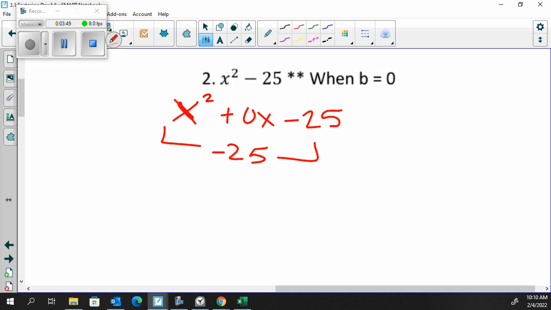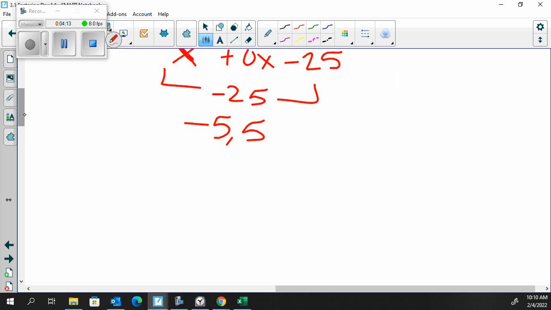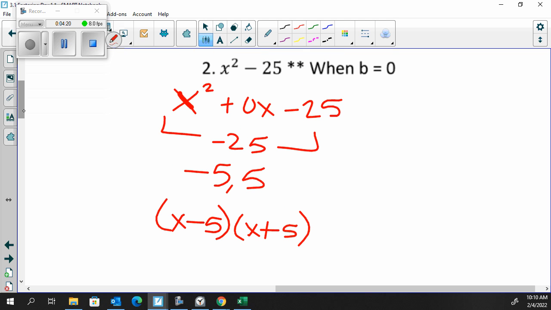What are things that multiply to 25? 5 and 5? But it's got to multiply to negative 25, right? Do those add to 0? Wow. And a is 1. Wow. Amazing.